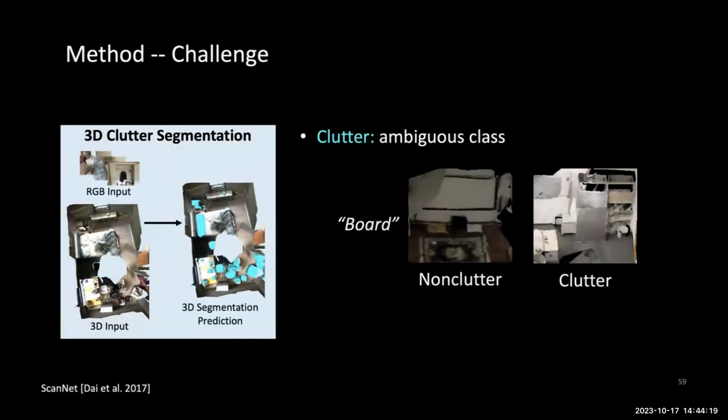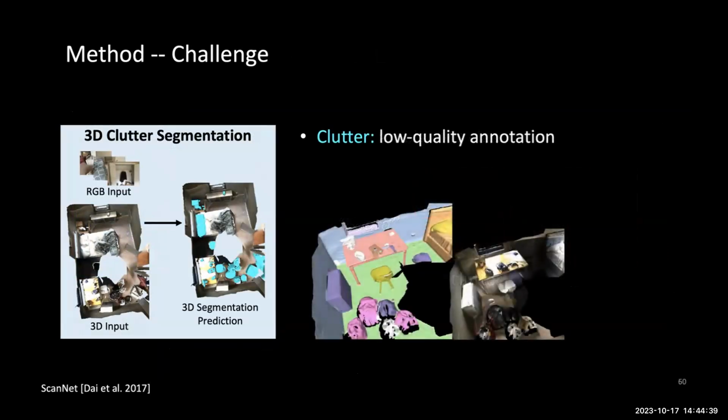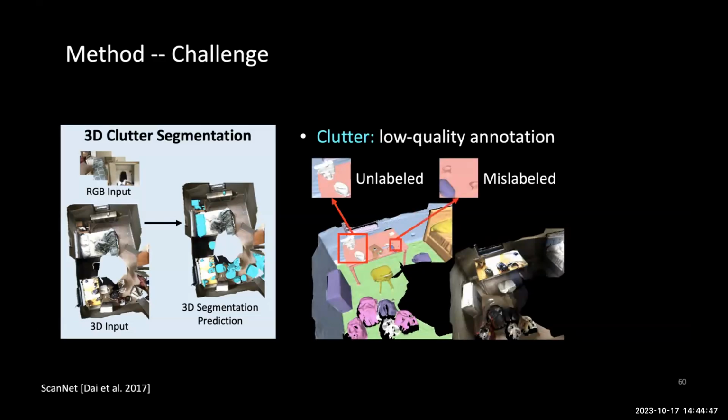For the first step, clutter segmentation is very challenging because, first of all, clutter is very ambiguous. For example, board is one of the categories provided by existing datasets like ScanNet. A board sometimes can be installed on the wall and therefore non-cluttered, and can also sometimes be a portable little whiteboard and therefore cluttered. Also, clutter objects mostly have very low quality annotation. For example, in this scene, some of these white regions are unlabeled, and these little pink dots on the tables are mislabeled as non-cluttered table.